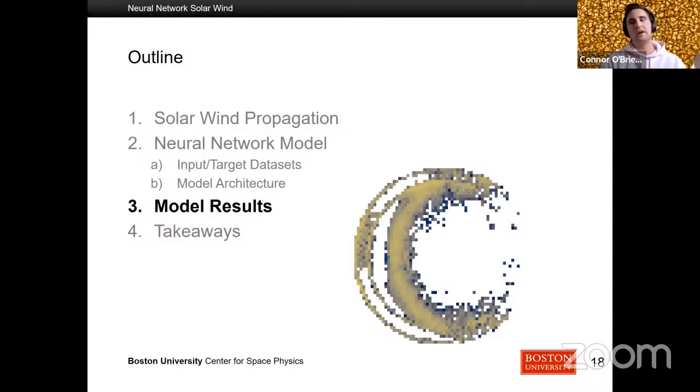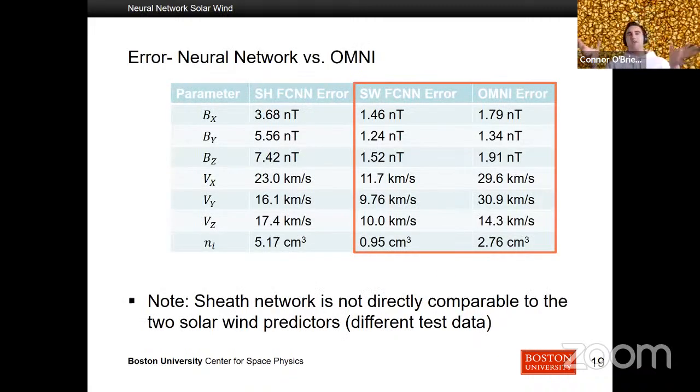Speaking of which, the results of training these models. Here's the mean absolute error, which is shown in this table, on the test data set for the magnetosheath trained neural network and the solar wind trained neural network.